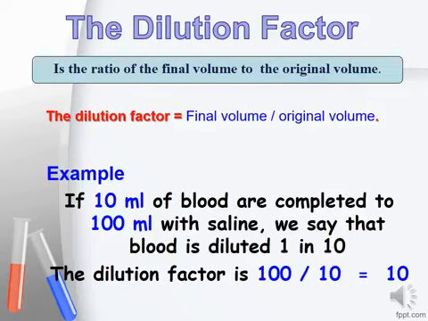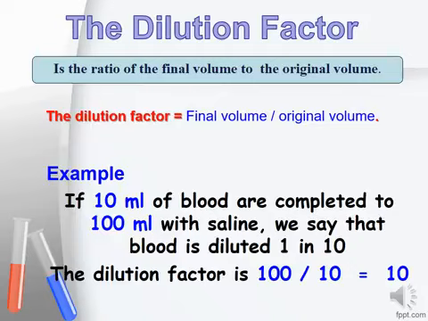The last one in expression of concentration is the dilutional factor. What is dilution factor? Dilution factor is a ratio between the final volume to the original volume. In the exam, I'm going to ask you what is the dilutional factor. The dilutional factor is the ratio between the final volume to the original volume. Again, the dilutional factor equals final volume divided by the original volume.